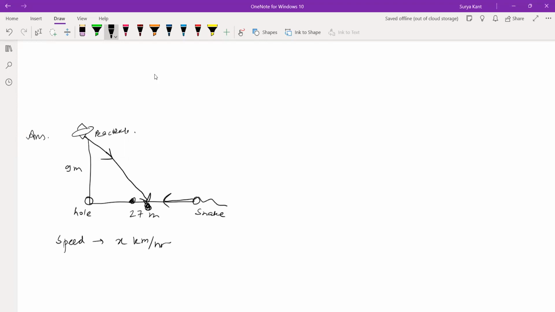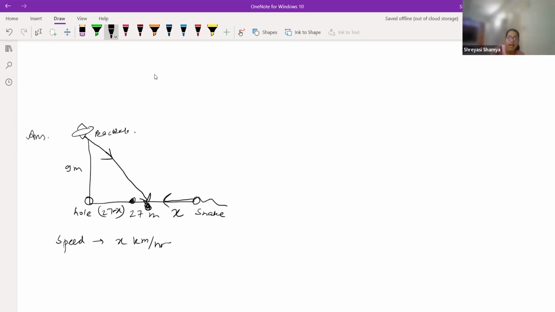So anyone can tell me what to do? If this is X, any part you can take. If this part the snake covered X kilometers this side, then the other part will be how much? 27 minus X, correct? Yes, sir. If the snake covered X distance, then this will be 27 minus X.